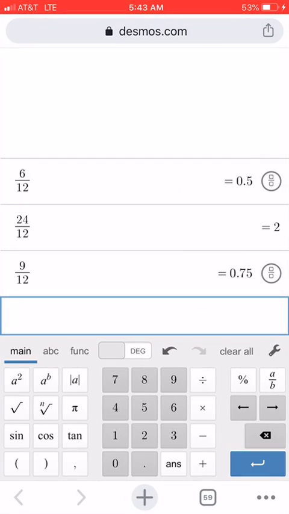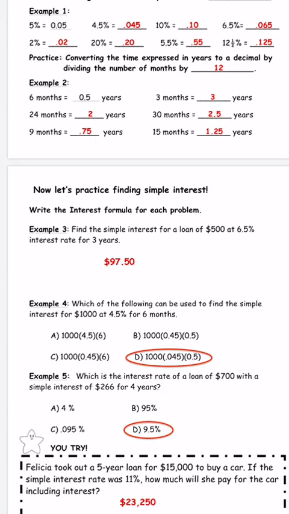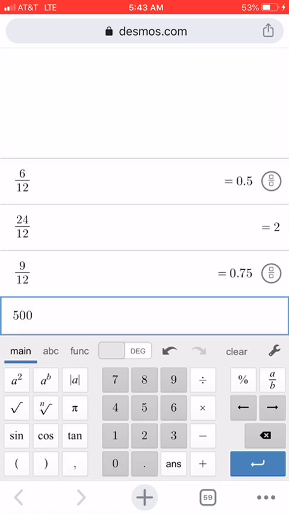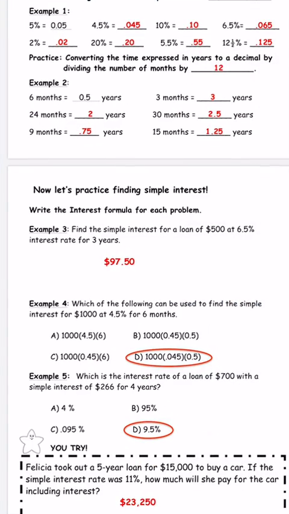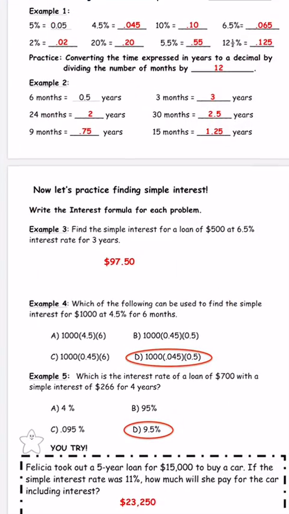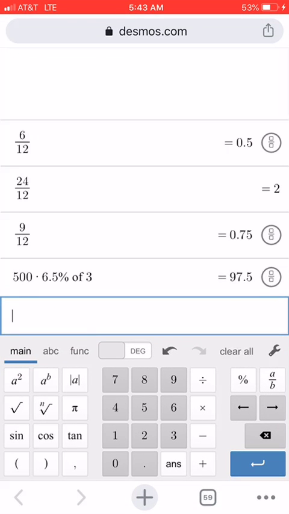You're just going to get those 3 numbers, 500 times 6.5% times 3. And you can use your Desmos calculator. Notice I just went from that to this. That's why I have it open, in case I forgot what number it is. So I just go here, 500 times, let's say I forgot my number, 6.5%. With my years 3, I don't have to put times 3. I'm just going to put 3. And it gives me my number.